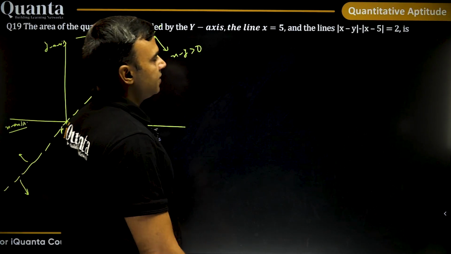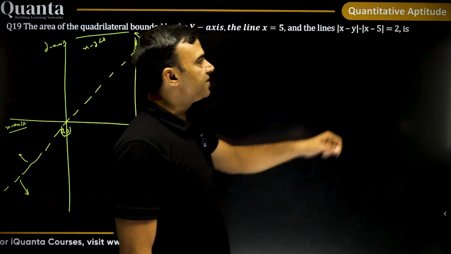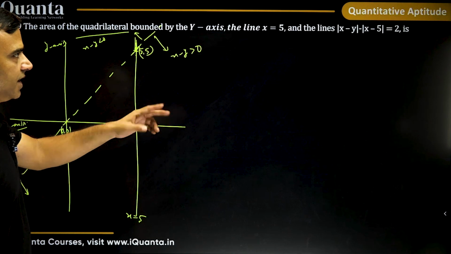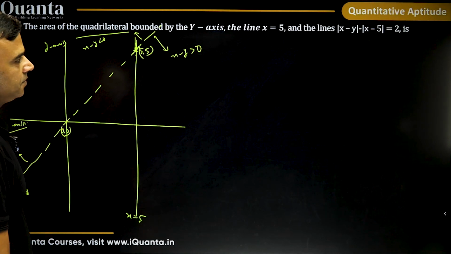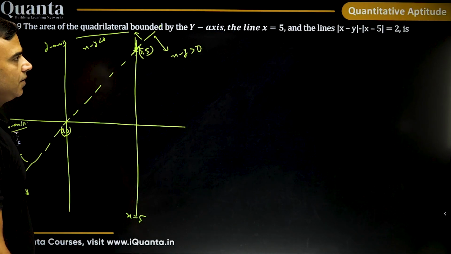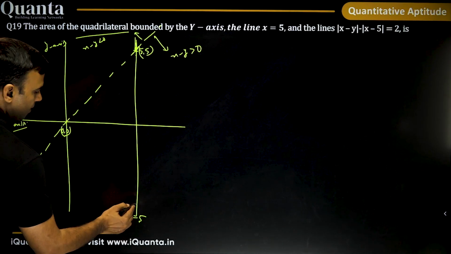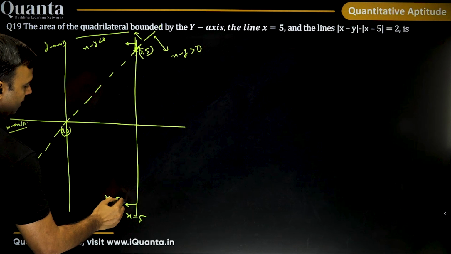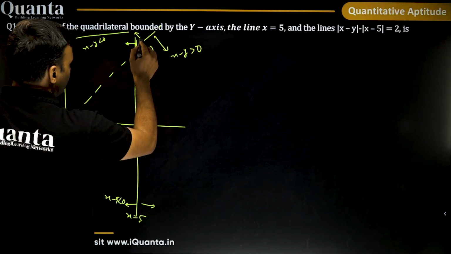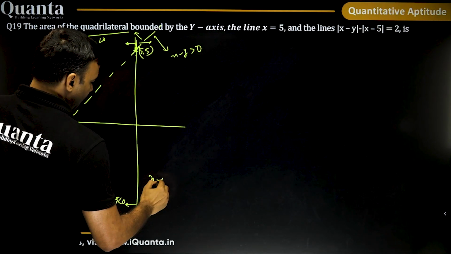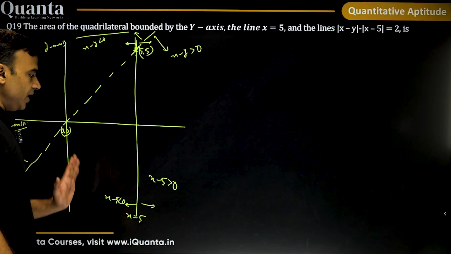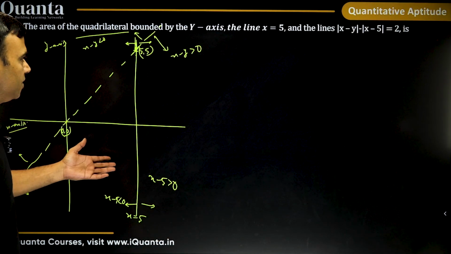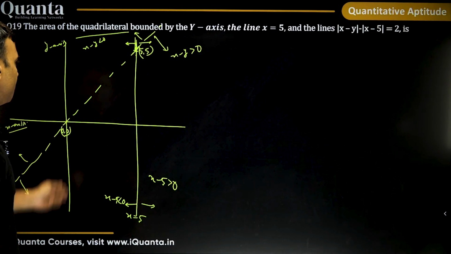Okay. Now, similarly, inside modulus we have x minus 5. So, for that also we will need x minus 5 less than 0 and greater than 0. So, x minus 5 less than 0 is this side of this line, and this side of this line is x minus 5 greater than 0. Now, I don't need x minus 5 greater than 0 at all because in any case, that is not going to give us our area bounded by y-axis.